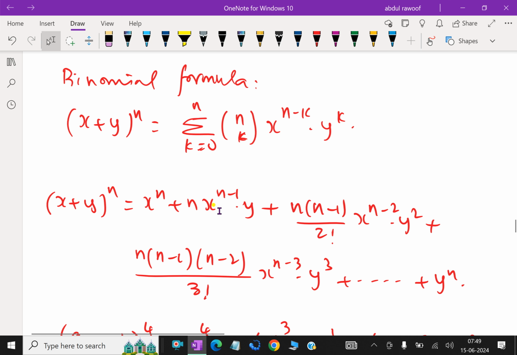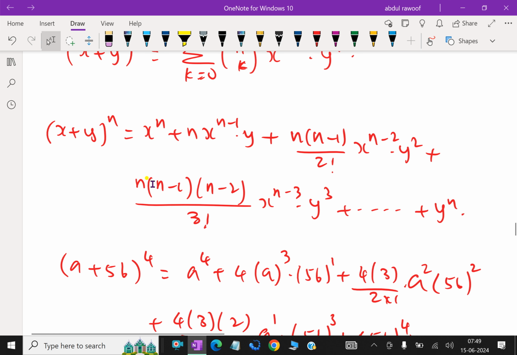Now, in factorial form, (x plus y) whole power n is x power n, plus n into x power n minus 1 into y, plus n into (n minus 1) by 2 factorial, that is the third term, into x power n minus 2 y power 2, then n into (n minus 1) into (n minus 2) over 3 factorial into x power n minus 3 y power 3, plus dot dot dot, and plus y power n.